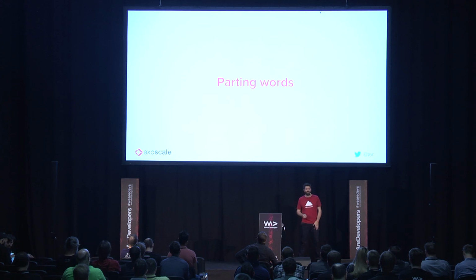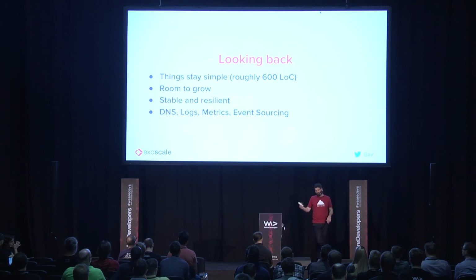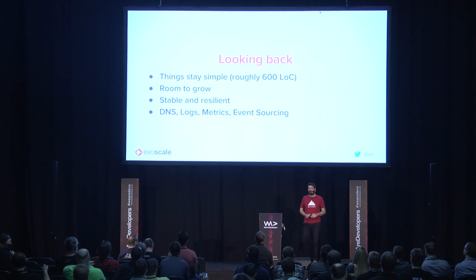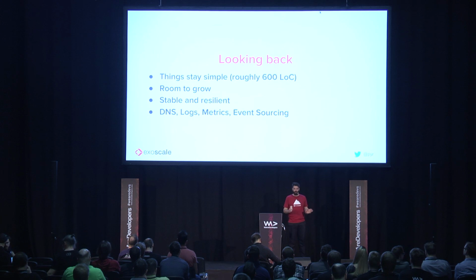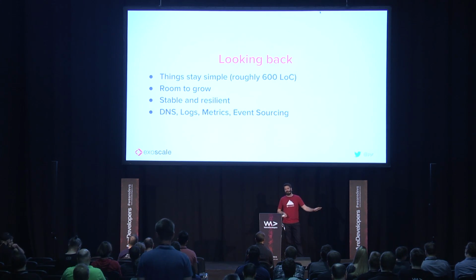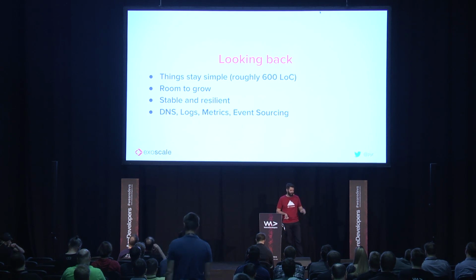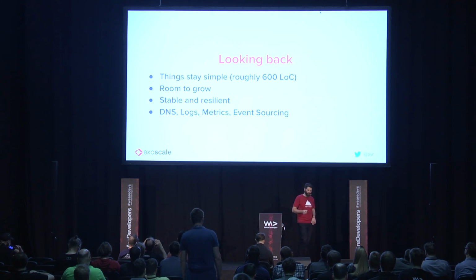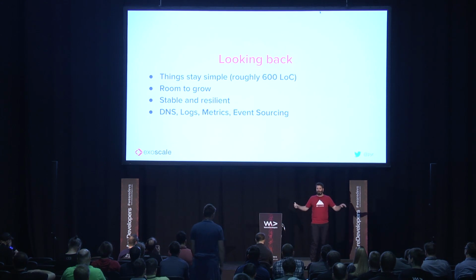All right, a few parting words now that I've described the solution. Looking back, we're really happy. This ended up being around 600 lines of Clojure, which is easy to reason about. It gave us a lot of room to grow. We're now able to do much more with our usage consumption data. It's been really stable and resilient for us. And we handle much more than just billing with Kafka, but also dynamic DNS updates, logs, metrics, and our event sourcing throughout the system.